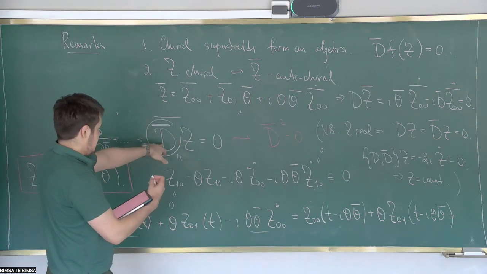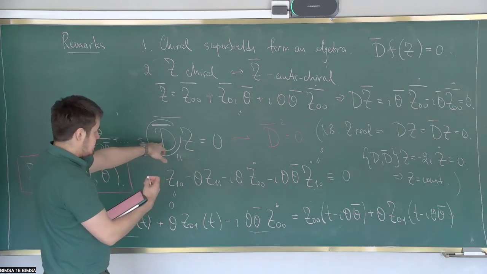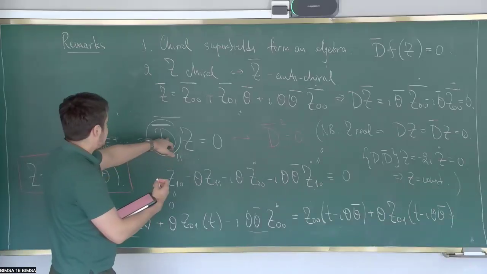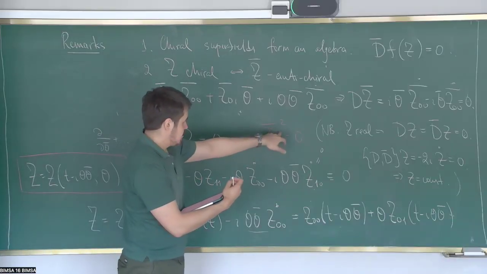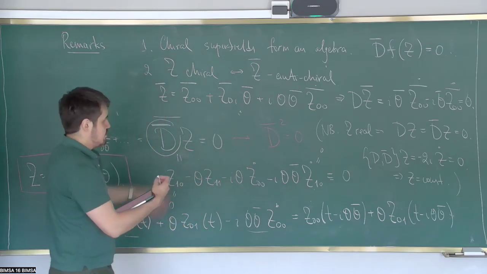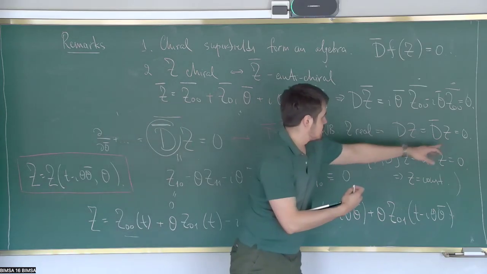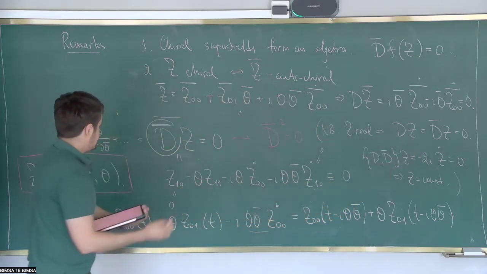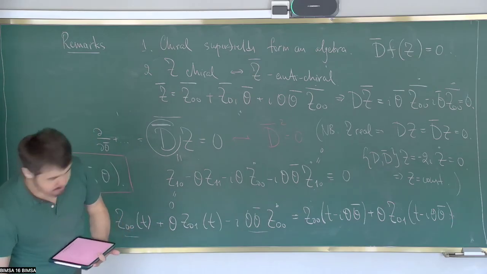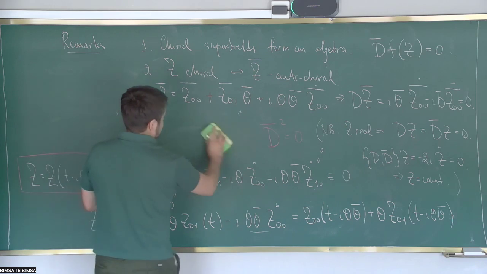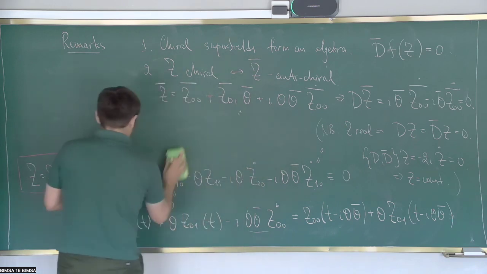The point is that you have to impose a closed set of constraints. For example, here d bar z equals 0, and d bar squared is 0, so there are no further constraints. If we require both d z and d bar z to be 0, then there are additional constraints coming from the commutator. This will be relevant in N equals 4 also.